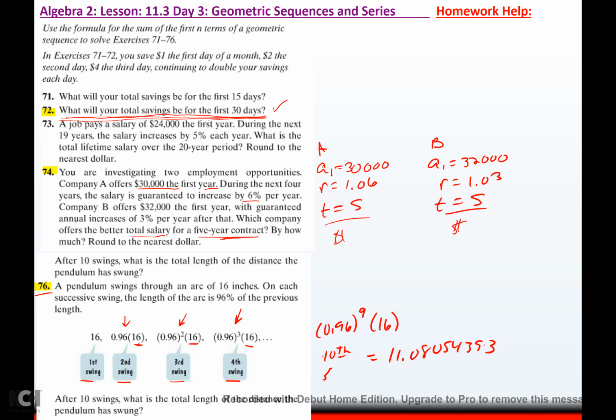Oh, my bad. No. It didn't say on the 10th swing, it said after 10 swings. So we actually need, it's the same thing, your common ratio, but you need the sum formula. The sum of the first 10 swings.